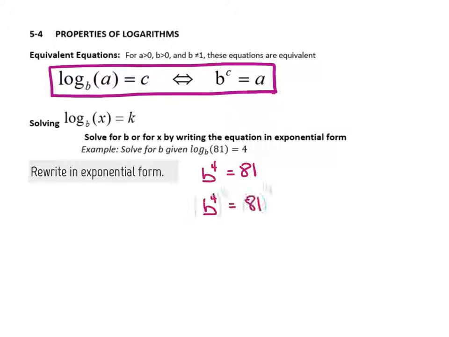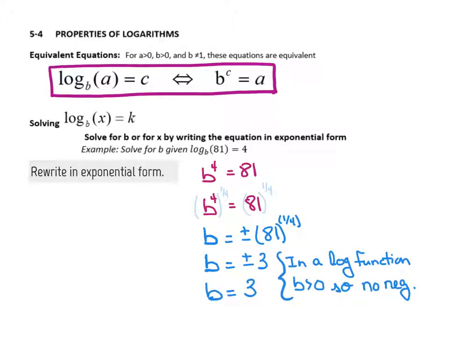To solve this, if you remember, we take and raise both sides to the 1/4 power, giving us b equals plus or minus 81 to the 1/4 power. This gives us plus or minus 3, but in a log function, b must be a positive number, so we're only going to use the positive value of 3. When entering 81 to the 1/4 power in your calculator, please remember that usually you will need to put the exponent inside parentheses.